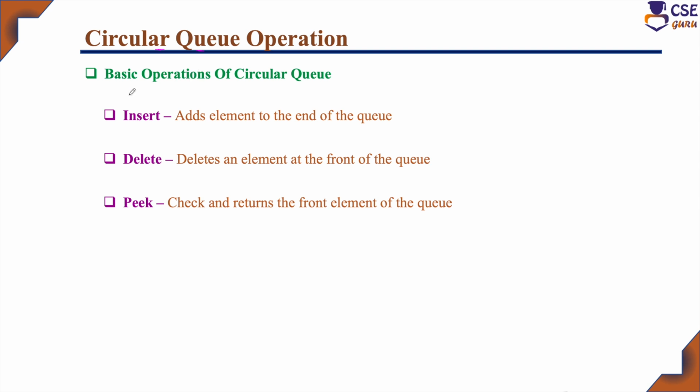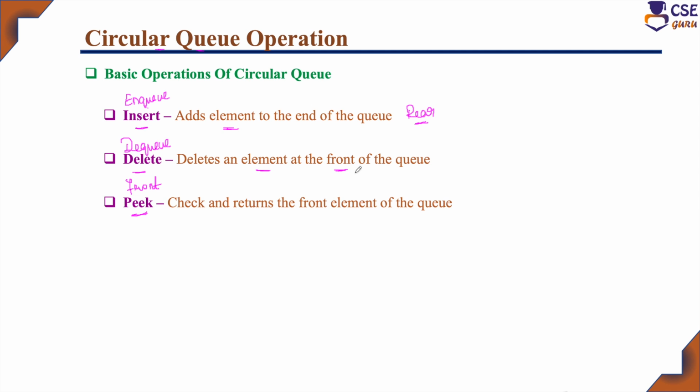Now, the basic operations of circular queue are insert operation, which is nothing but enqueue operation. In queue data structure, insertion we will call enqueue. And delete operation is nothing but dequeue, and peek operation is nothing but the front operation. Okay. So here, insert operation will add an element at the end of the queue.